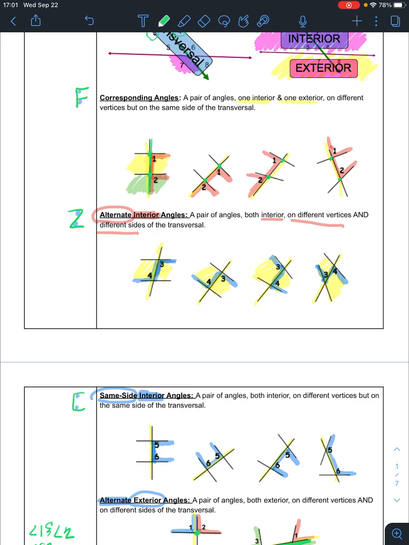So it's really important that you know how to find the transversal so that you can know where to locate those angles.